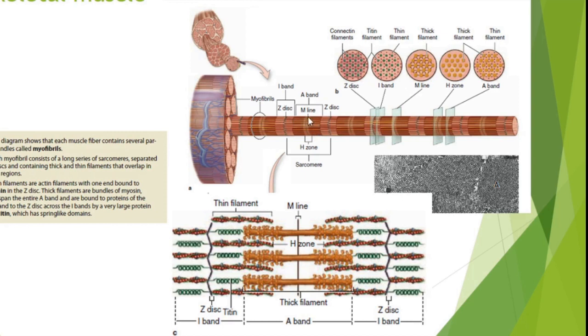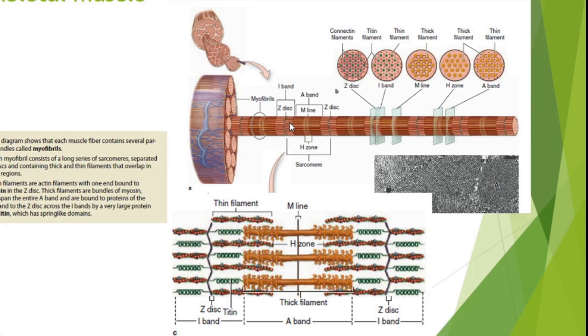Bakit kalahating I band? Kasi, ang kalahating I band ay nandun na sa susunod na sarcomere. Ito yung I band mo, di ba? So, ang mahati diyan is Z disc. So, ano lang ang kabilang sa sarcomere mo? Kalahati nito. Ayan. Kalahati lang din ito. Okay? I hope na naiintindihan ninyo, no?